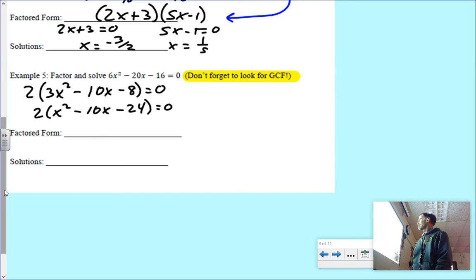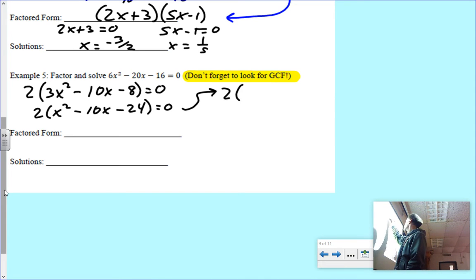What multiplies to negative 24 and adds to be negative 10? Again, be careful because it's easy to say 6 and 4, but we don't want that because it has to multiply to negative 24 and add to be negative 10. My factors are negative 12 and positive 2. So 2x minus 12 and x plus 2.